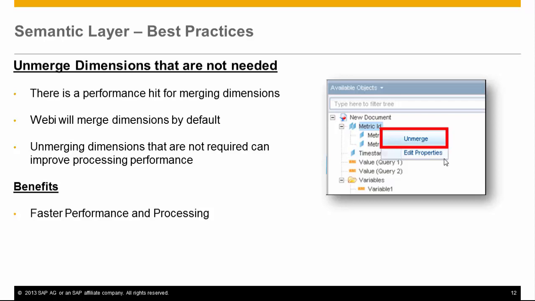So if you do have dimensions that are merged within your document, and you're at the later stages where your document's almost finalized, and you're not going to need the merged dimensions of certain dimensions, then you can right-click and choose the unmerge option, which is going to reduce the amount of work that the processing server has to do.